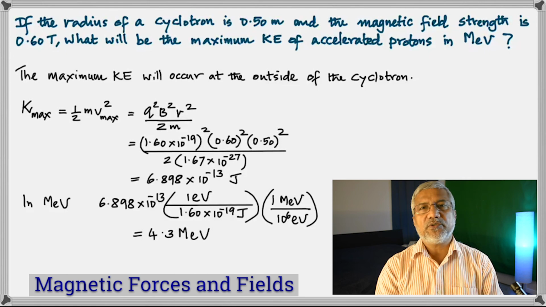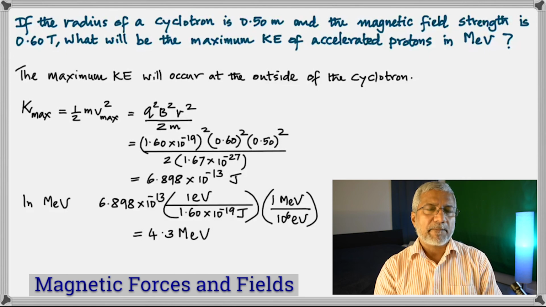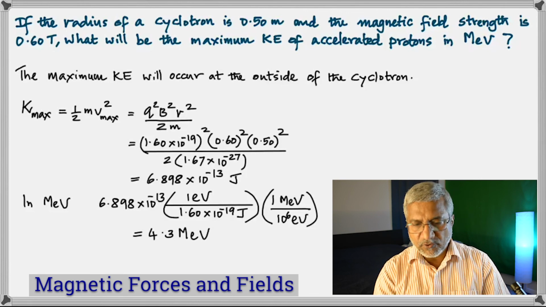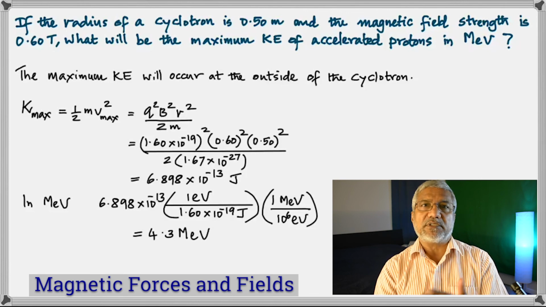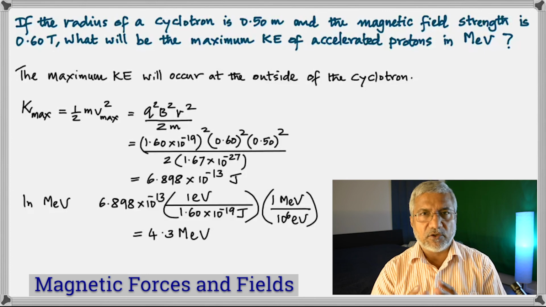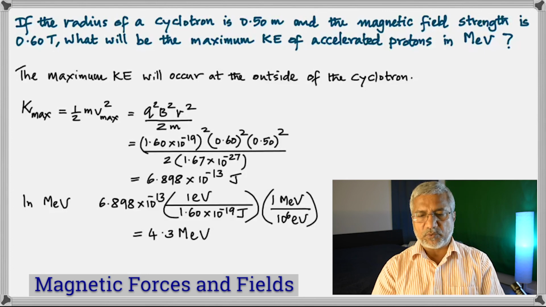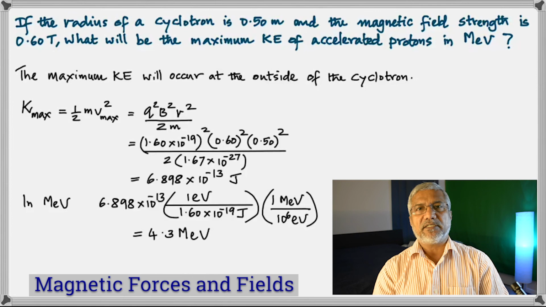That lets you know that that's a lot of energy. That's like the energy gained by an electron when accelerated through 4.3 million volts. Imagine. So that's a lot of energy. That's the only purpose why I changed it into mega electron volts.